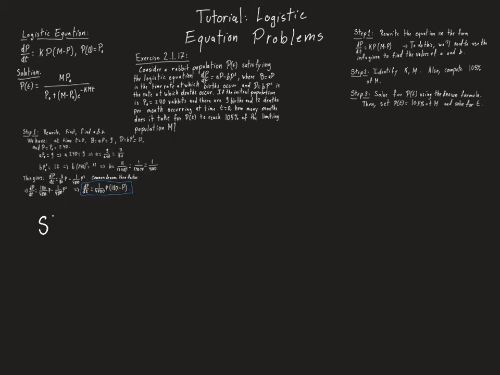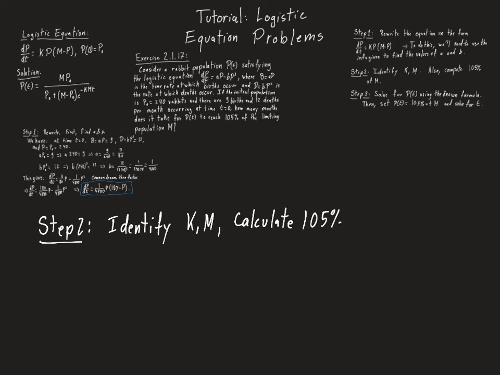All right, we now have step 2, which is identify k, m, and calculate 105% of m. And this step is fairly straightforward.